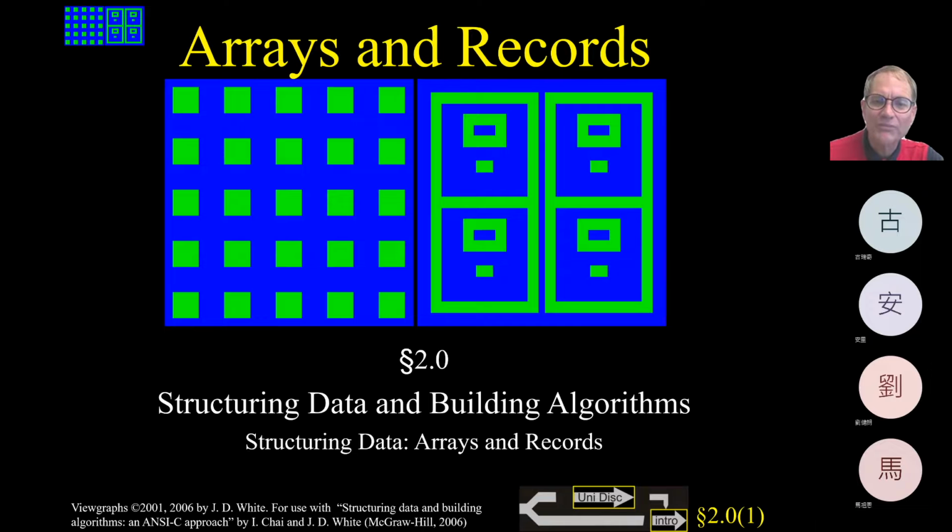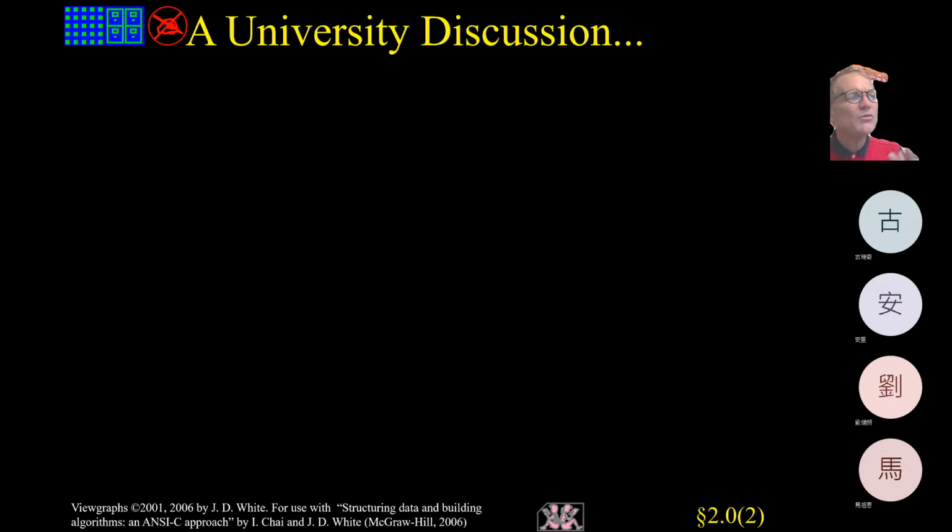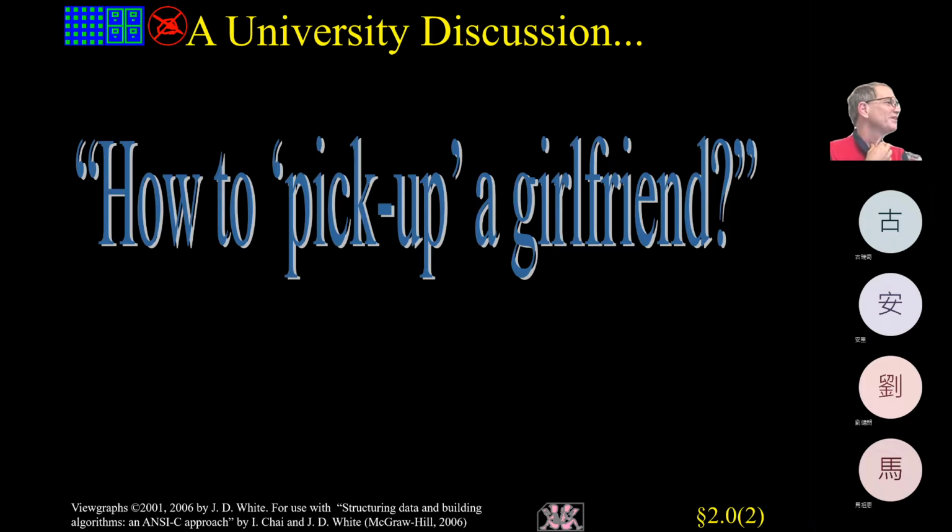So that's basically everything. The next thing we want to talk about is different ways of strengthening your programs. Arrays and records can be used for this. It's not necessary to use them, but we can. How can we look at the difference between arrays and records? I want to stimulate the discussion with a university discussion of 3 different ways of approaching a question: an array approach, a record approach, and a variable approach. The question was how to get a girlfriend.